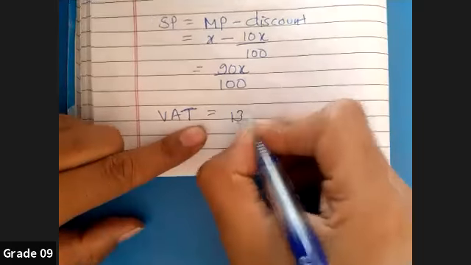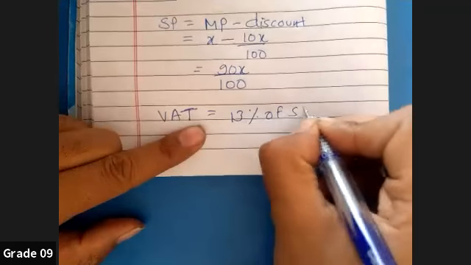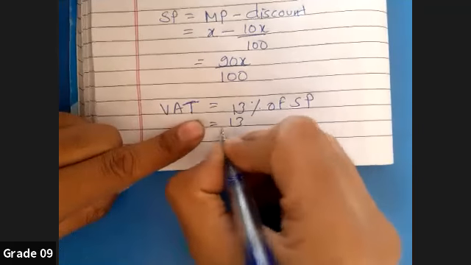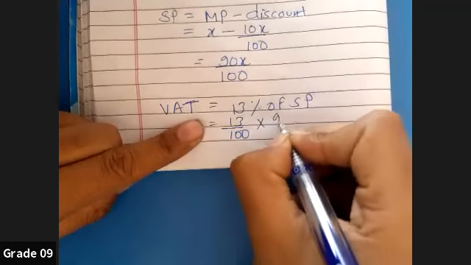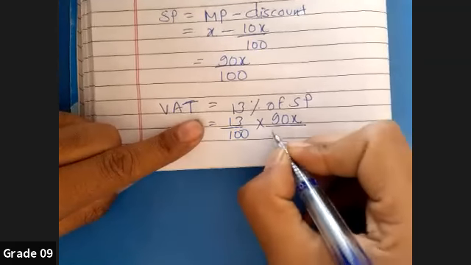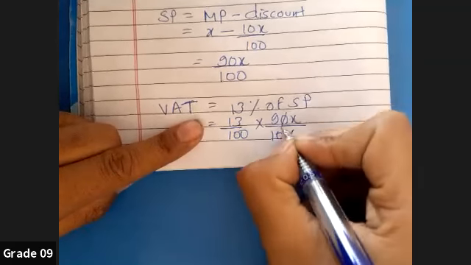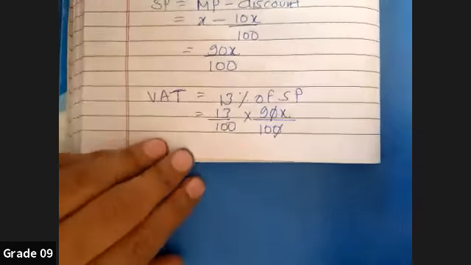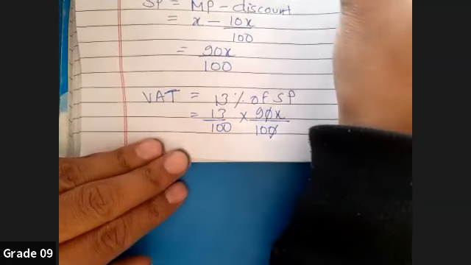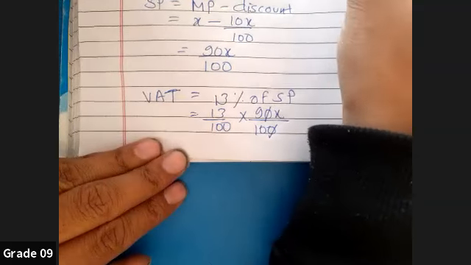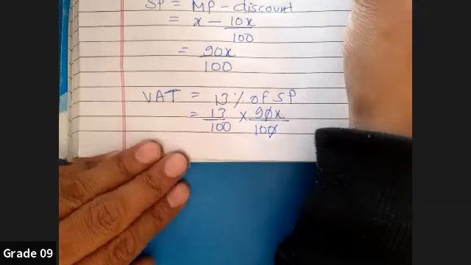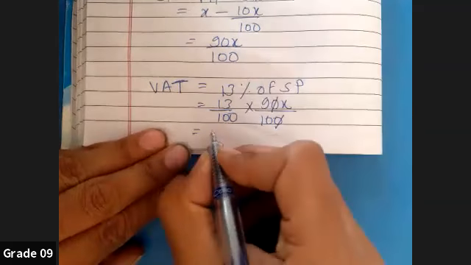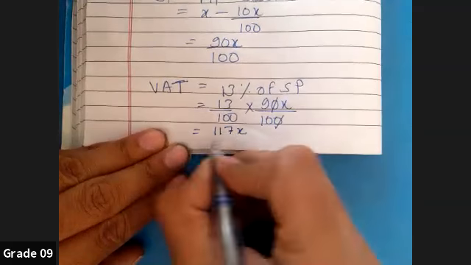VAT is 13% of SP, so 13 by 100 into 90x by 100. I can cancel this 0 and this 0. Okay, 13 nines are how much? 13 into 9. 9 threes are 27, 9 ones are 9, 10, 11, so 117x by 1000.